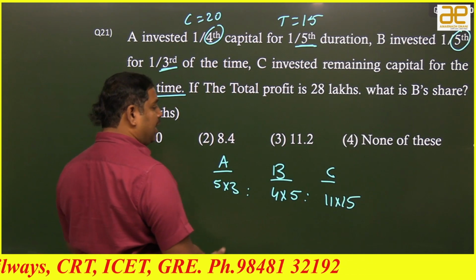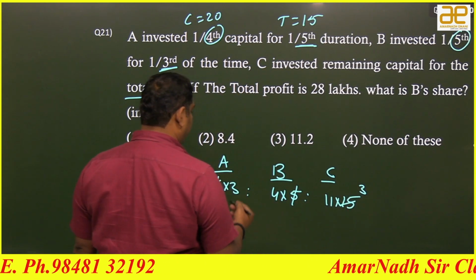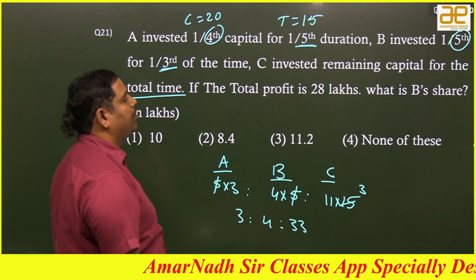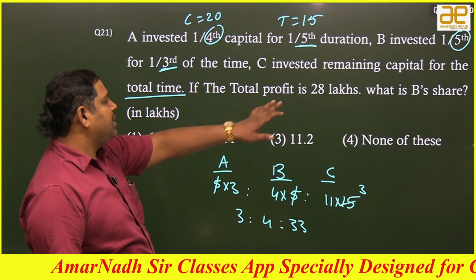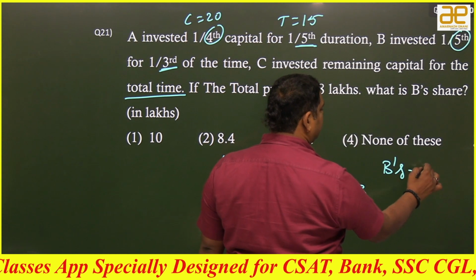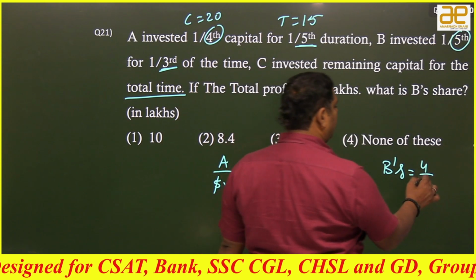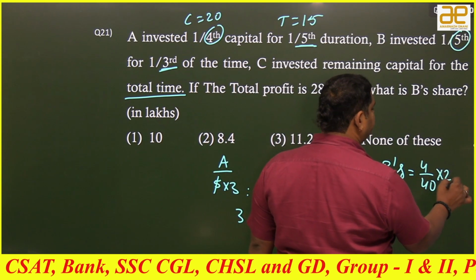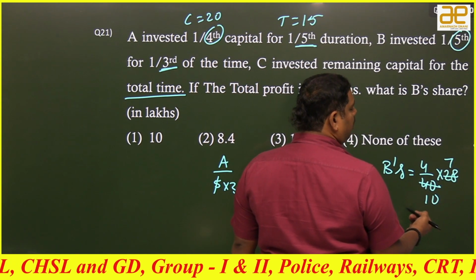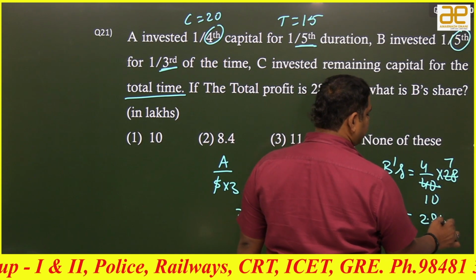Next, if you observe, anything cancels? Yes, we can cancel with 5. 5, 5, 5 threes. Okay, it will be 3:4:33. In this ratio, they have to distribute the profits. Total profit is 28 lakhs. He is asking about the B share. B's share means what we have to do? B is 4 out of total means 3 plus 4, 7 plus 33 is 40, into 28 lakhs. 4 tens, 4 sevens, 7 fours are 28 by 10 means 2.8 lakhs.